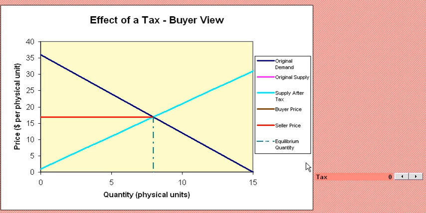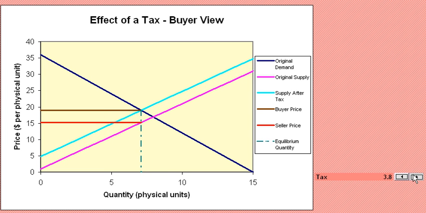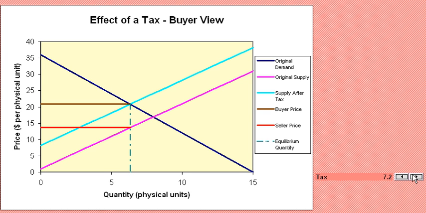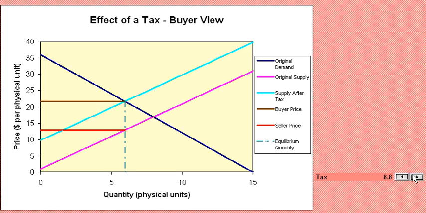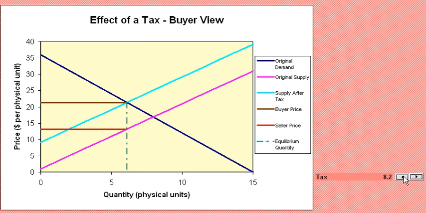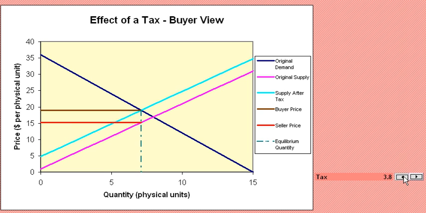and so the sellers actually need a higher price after the tax, because they're only going to net the difference between that price and the tax. And so as we increase the tax, the supply curve shifts up and to the left, and as you can see, the buyer price rises, the seller price falls as a consequence of this change, and the result looks accordingly.